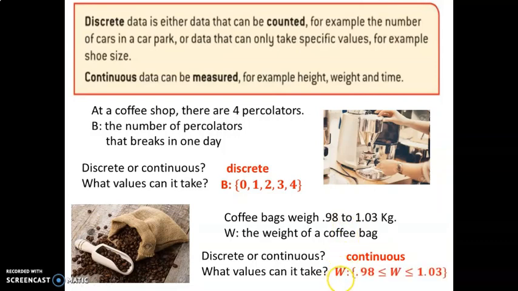What values can it take then? Well, W can take any values between 0.98 and 1.03 inclusive, so we can show it like this. We can't list it like we did here, but we can show it's within this range of values.